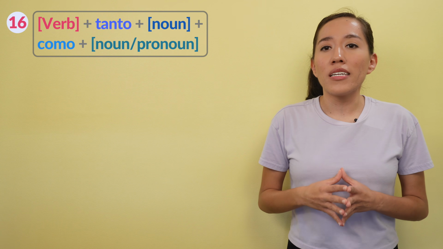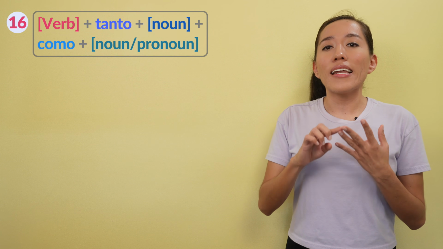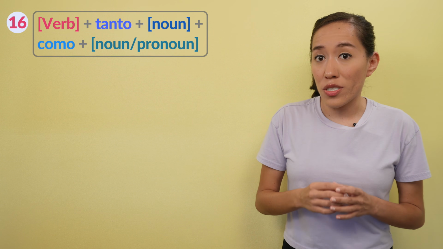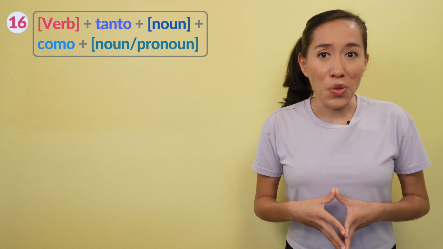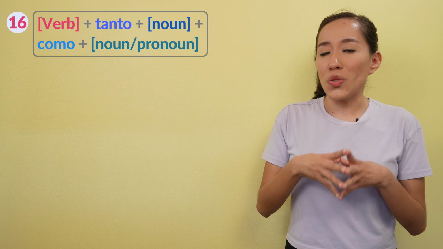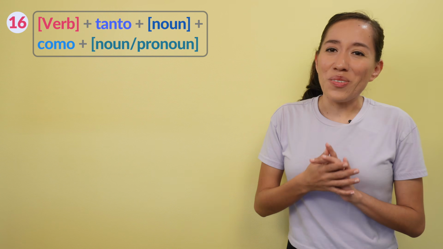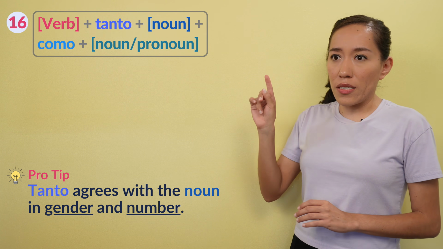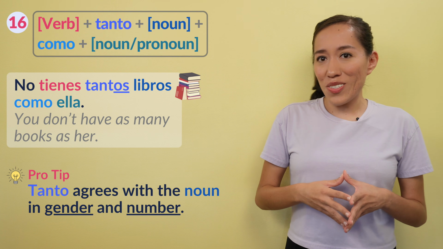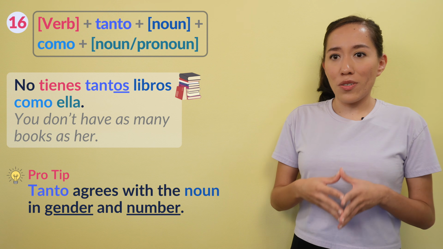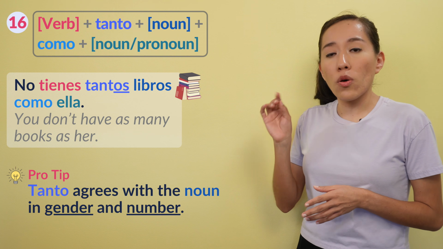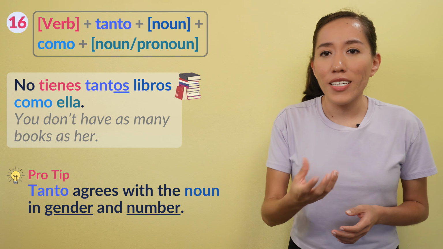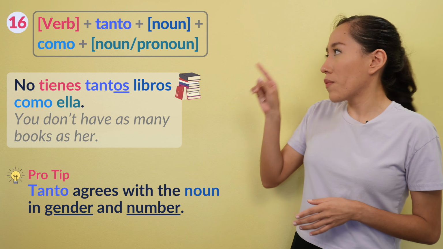Tanto como también nos ayuda a medir la cantidad de cosas que tenemos. And because we're talking about things, we need to use nouns. That means that we have to worry about changing the gender and number of tanto. No tienes tantos libros como ella. Libros es un sustantivo plural masculino, and I need to reflect that information with tantos.